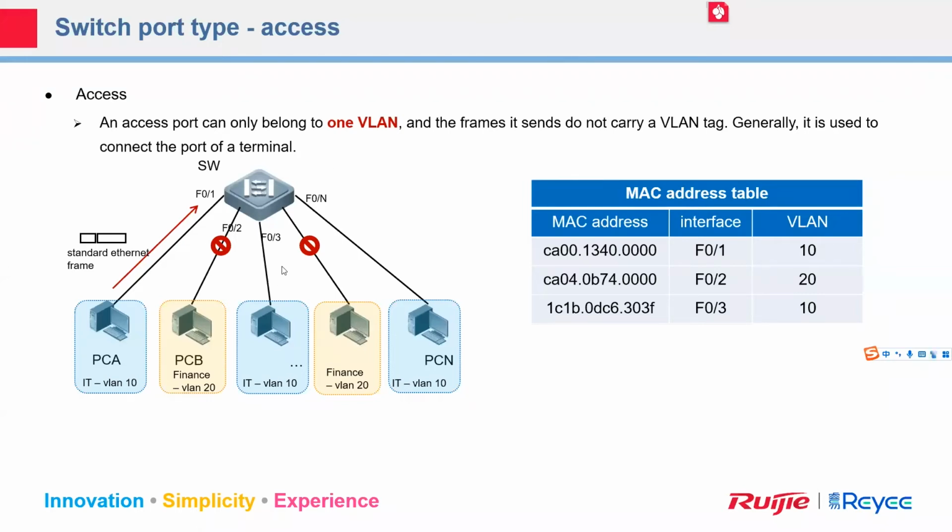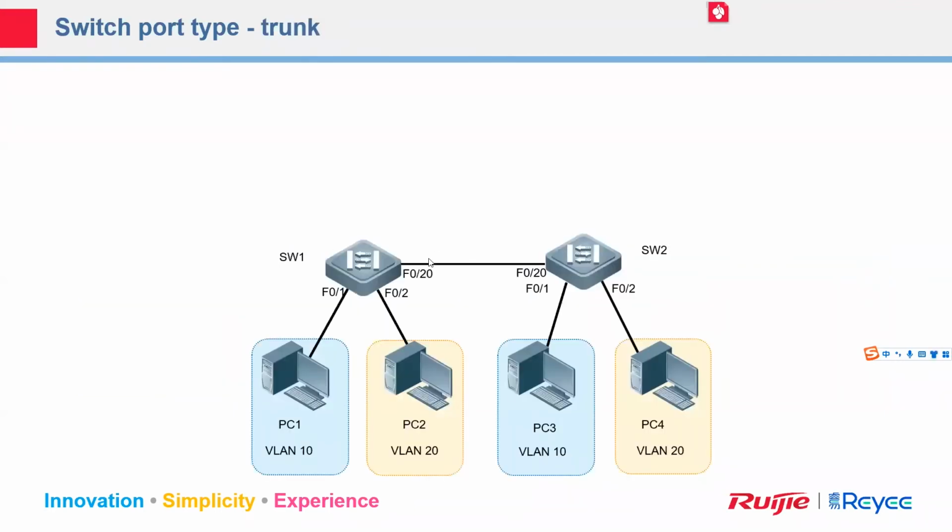About this topology, it's easy for you, right? All the terminals connect with the switch. But this is a typical topology in our real network. For example, PC1 and PC3 are in the same department, maybe the IT department, they are located on different switches, but they belong to the same VLAN. PC2 and PC4 are in the finance department and are also located on different switches, in a different VLAN. Within the same VLAN, we can directly communicate with each other, but different VLANs cannot.